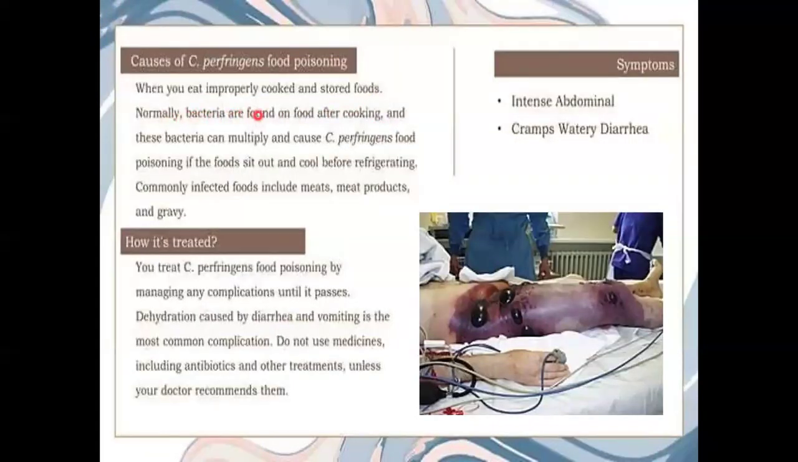So perfringens, food poisoning. Normally bacteria are found on food after cooking, so when you eat improperly cooked or stored foods. Remember, we have to cook at very high temperatures to destroy this bacteria. Once you eat them, it multiplies and causes food poisoning. The common foods are meats, meat products, and gravy. The symptoms are usually intense abdominal pain and cramps, watery diarrhea.